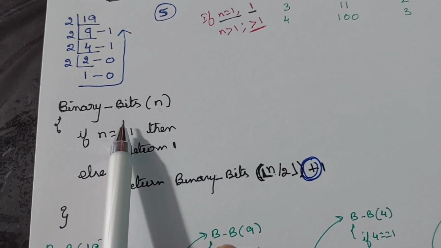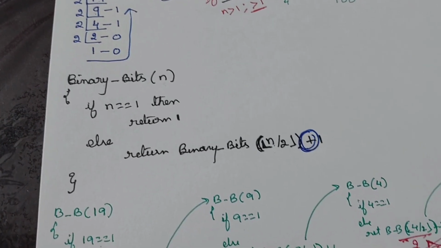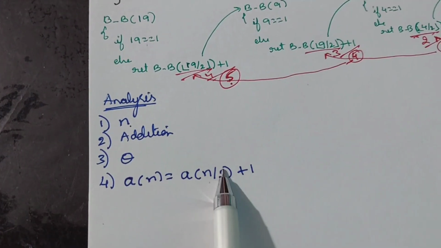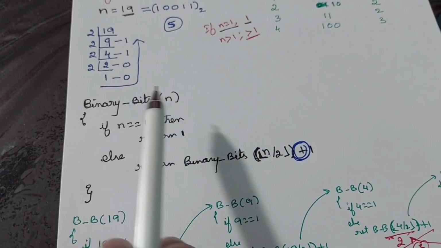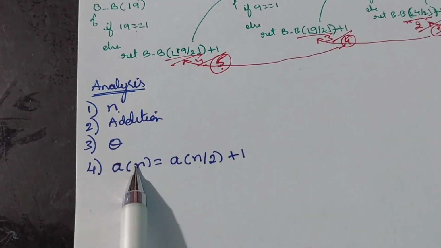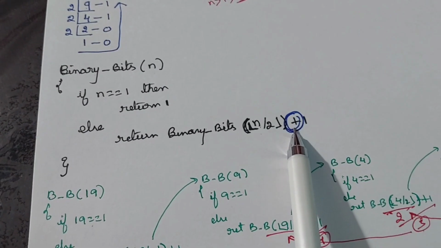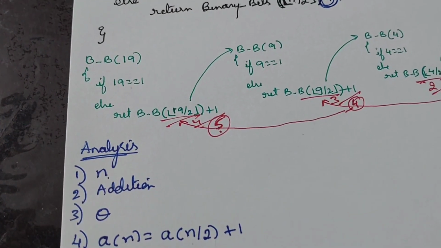The function calls itself with half, plus 1. So this is our recursive equation.